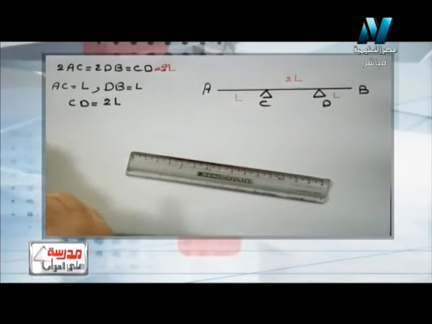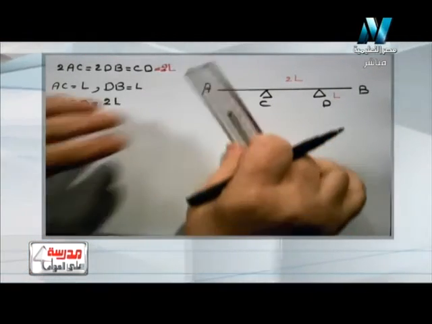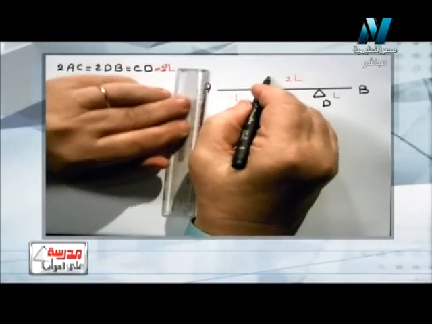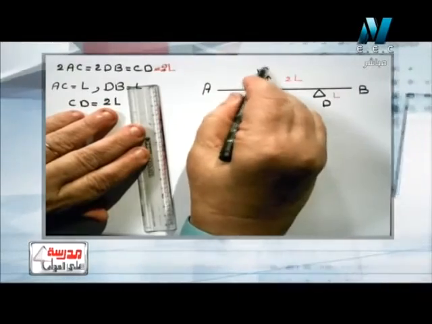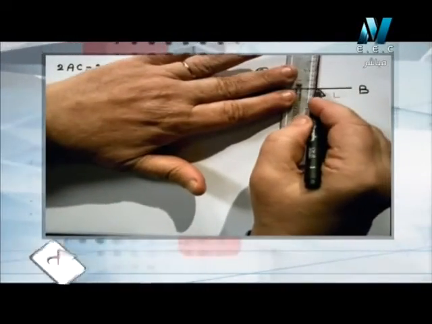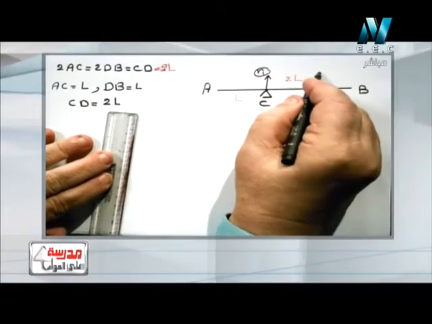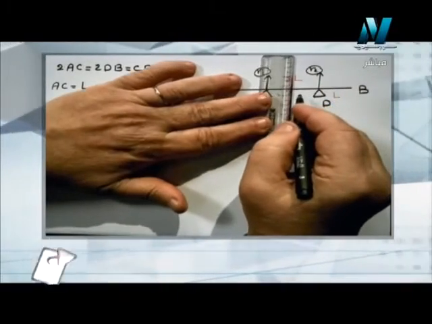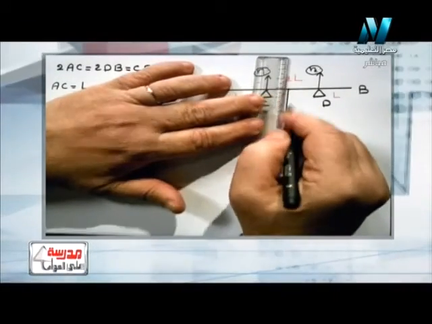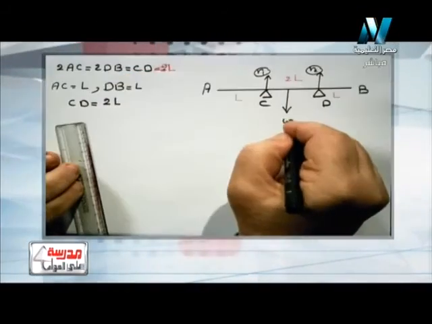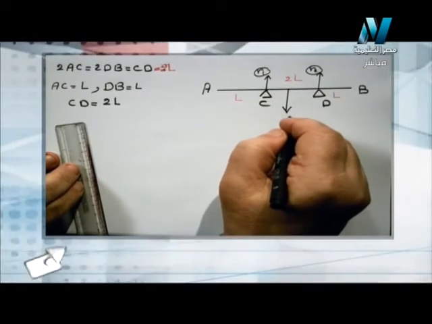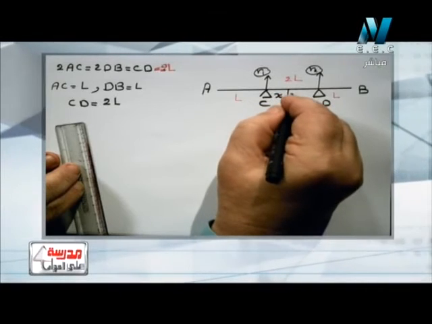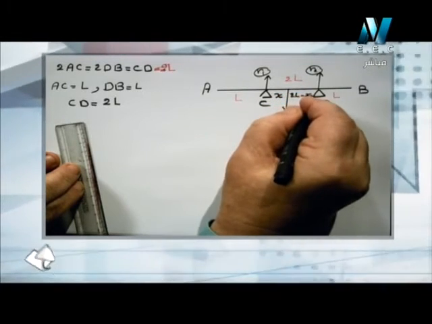And we have our forces here. I have at C the reaction R1, and I have at D the reaction R2. And the weight of course between them, W sorry, the weight is W dash, at distance X from C and 2L minus X from D.